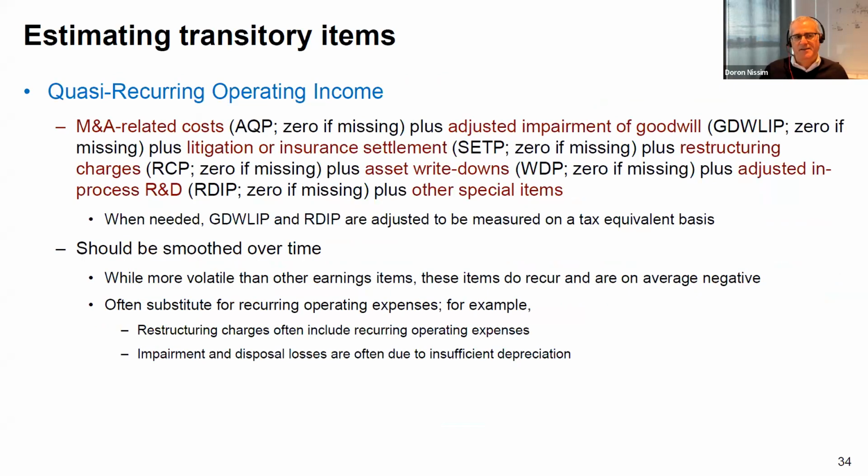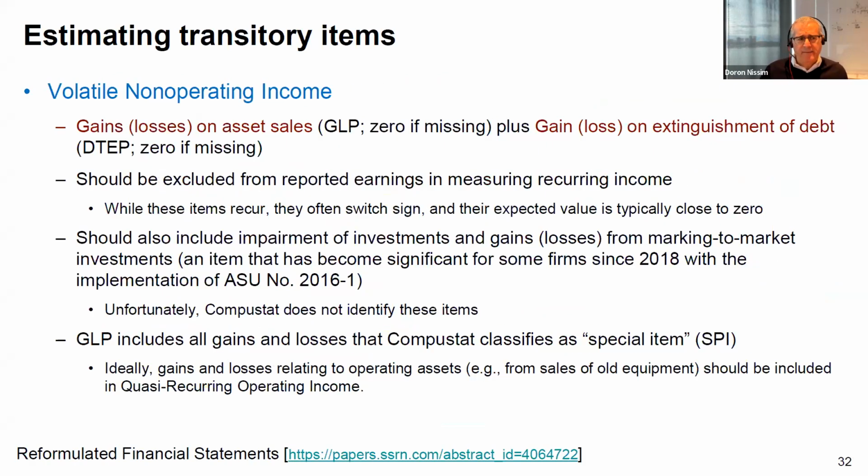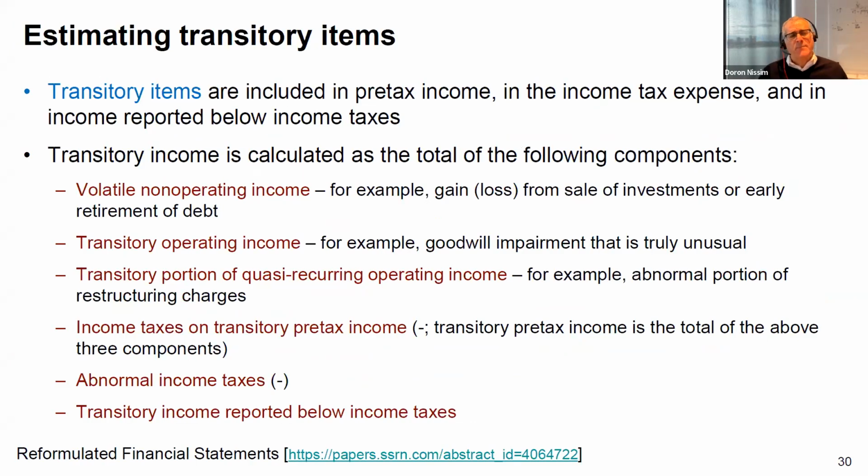And most of the items that we have in special items fit this description. So basically what I say is the following. For some items, you may be able to argue that you want to treat them as transitory. Like, for example, gains or losses from sale of investments. Why? Because in any given year, they can be positive or negative. And in expectation, they are close to zero. They're also not related to operations. So you probably want to, yes, treat them as transitory.